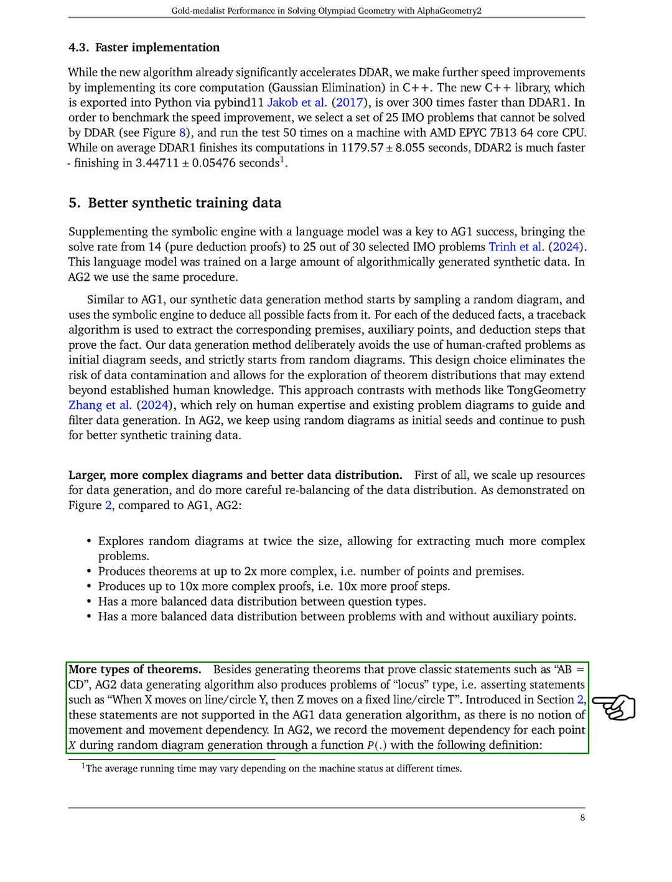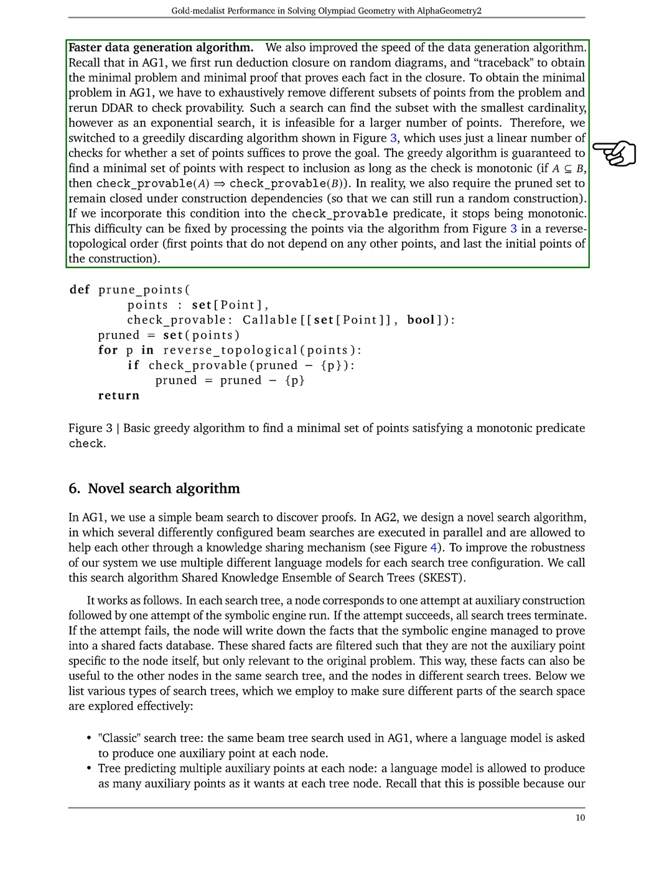We have also enhanced the speed of our data generation algorithm. In AG1, we performed a deduction closure on random diagrams and then traced back to find the minimal problem and proof for each fact. This process involved exhaustively removing subsets of points, which was inefficient for larger problems. We have now adopted a greedy discarding algorithm that requires only a linear number of checks to determine if a set of points can prove the goal. This algorithm guarantees finding a minimal set of points, provided the checks are monotonic. However, we also need to ensure that the pruned set remains closed under construction dependencies, which complicates the monotonicity. We address this by processing points in a reverse topological order.